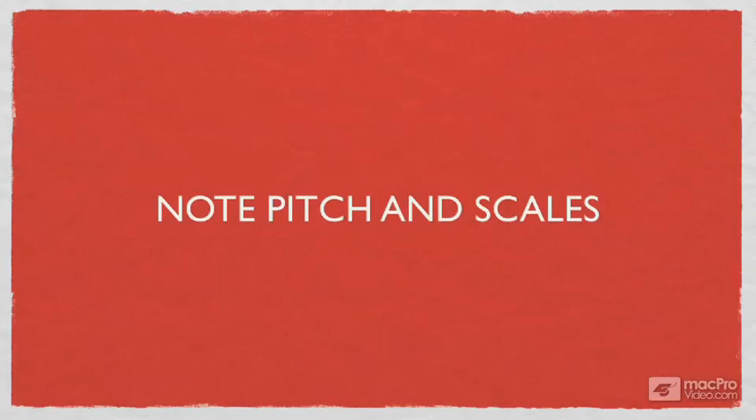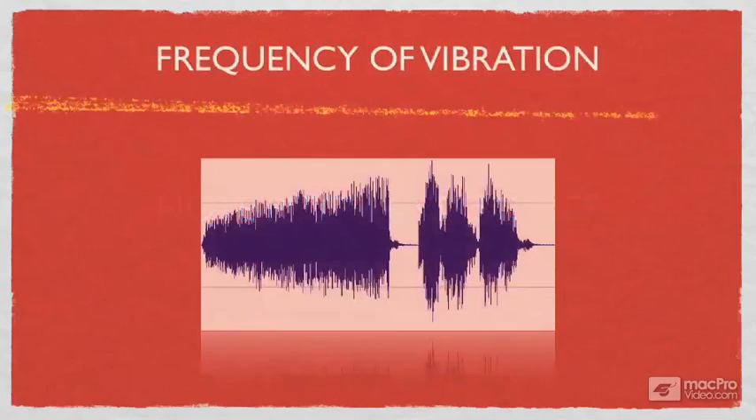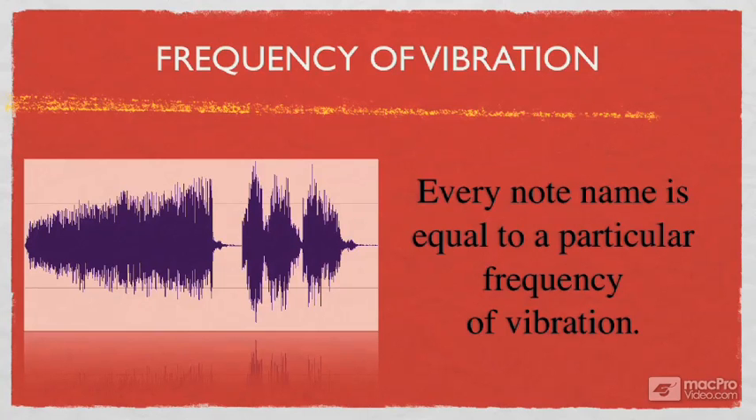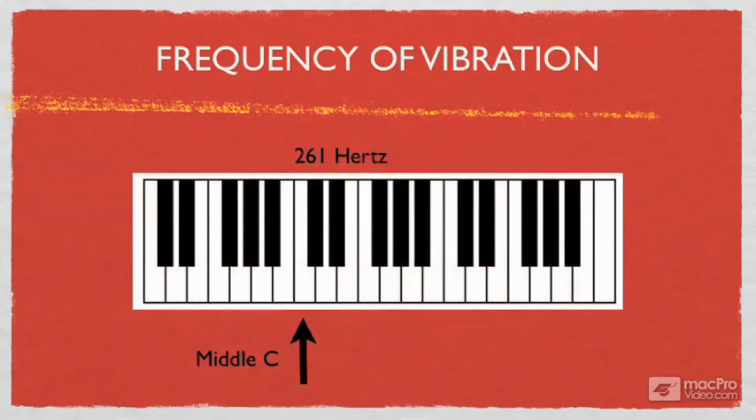In this video, we'll go into the concepts of note pitch and scales. To understand note pitch, we need to understand frequency of vibration. In the Western system of pitch, every note name is equal to a particular frequency of vibration. Middle C on the piano, for example, produces a vibration of 261 Hz or cycles per second.